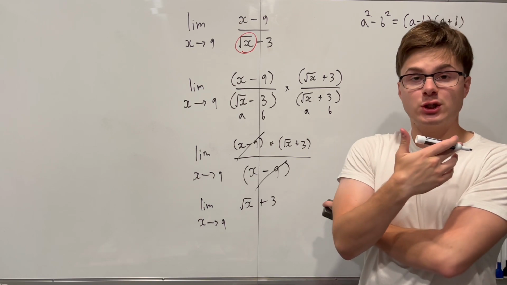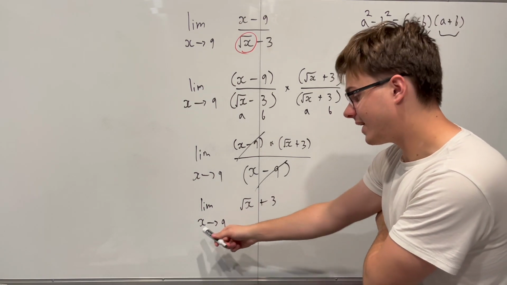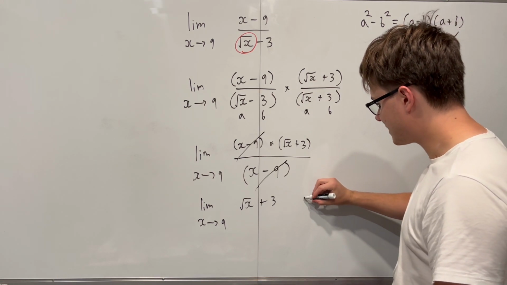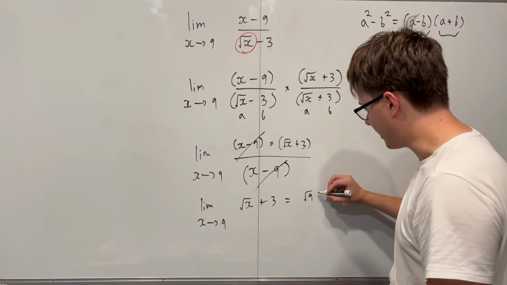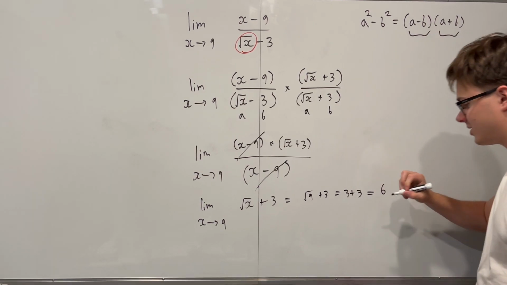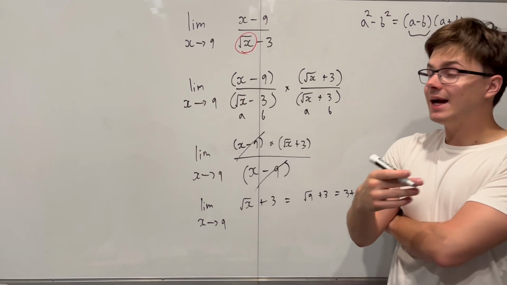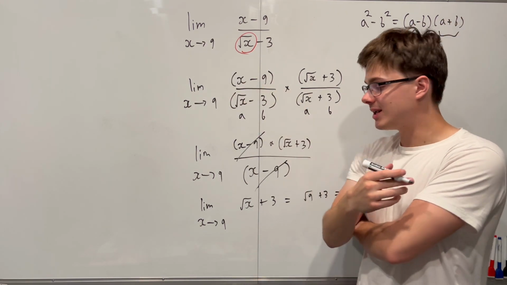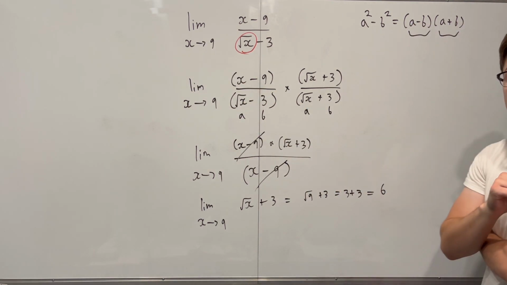Well, now we can actually plug in what happens when x is at 9. We can just say, okay, well, the square root of x plus 3 is going to be equal to the square root of 9 plus 3, which is going to equal 3 plus 3, which is going to equal 6. So, as this function approaches 9 in the limit, we're going to find that it's going to equal 6.